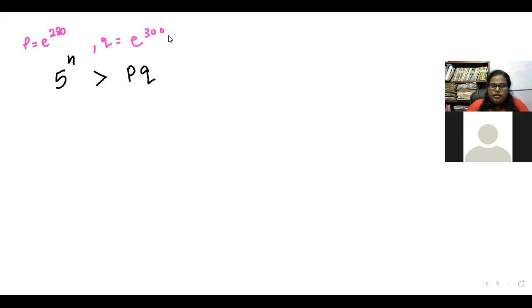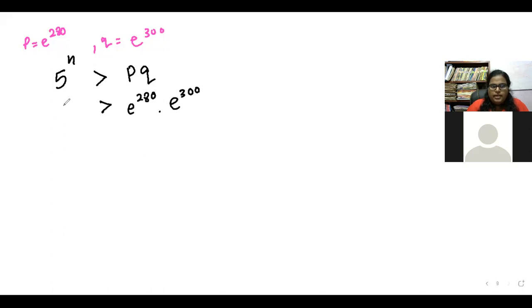Before applying the log, we have to simplify this P and Q. So I'm writing this one as e to the power 280 and Q is e to the power 300.